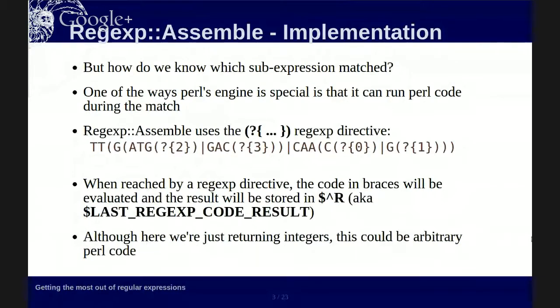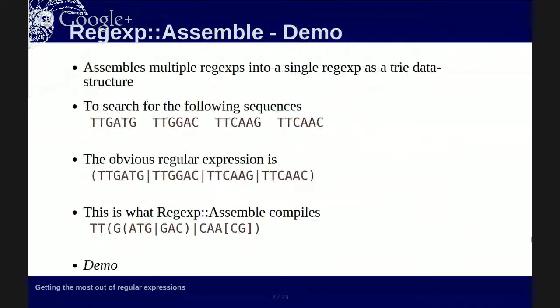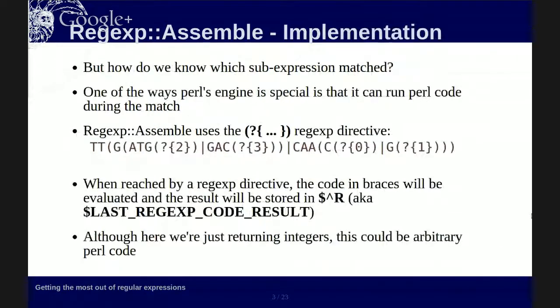But how does it actually work, right? If it just merged them together into this original one down here, it wouldn't actually know which one it's matching, right? But the way regex assemble works is it uses the question mark curly brace directive, which actually runs code inside the regex engine when it's executing, right? And this directive always matches true. It just runs the code and matches true. So you've got this regex. So it tells you which one matched by the return value.